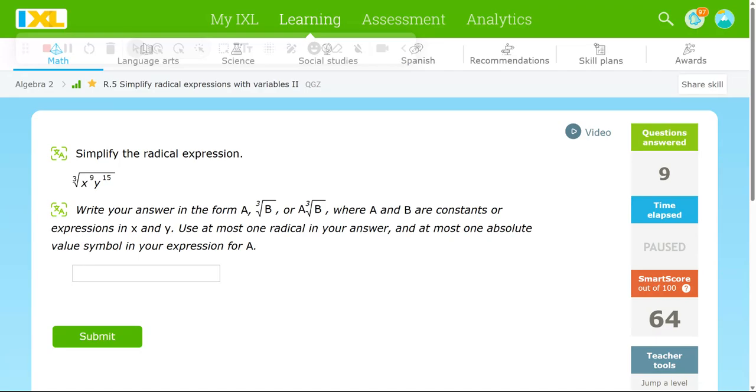Are we ready for number 8? Same thing. Number 8 is a cube root. Do we need the absolute value sign for a cube root? No, because a cube root is an odd root. Only an even root needs the absolute value sign.